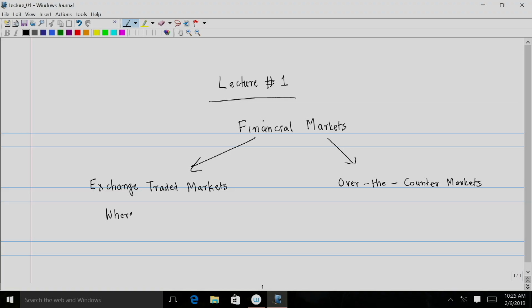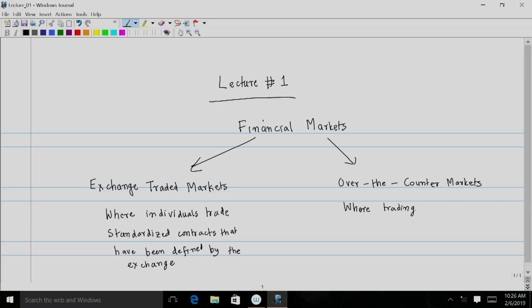So, what is an exchange traded market? An exchange traded market is where individuals trade standardized contracts that have been defined by the exchange. On the other hand, over the counter markets are slightly different in nature, where trading is done over phone and computer networks.